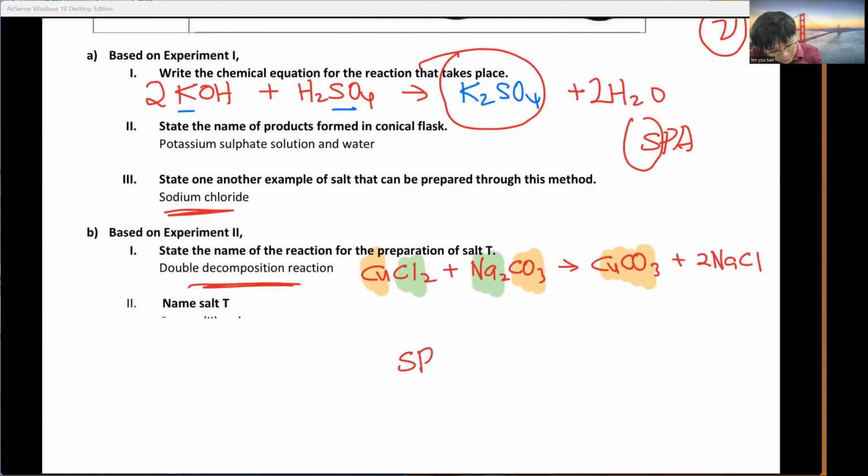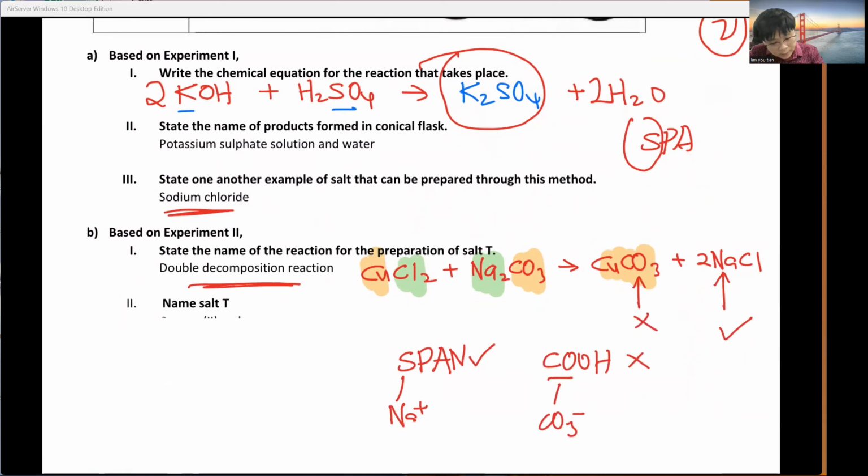Anything with SPA soluble, SPAN soluble, you see a sodium here. Okay, so this one will be soluble. And then you see COH insoluble, you see a carbonate here. This is insoluble. That's why the insoluble salt will be the copper 2 carbonate.